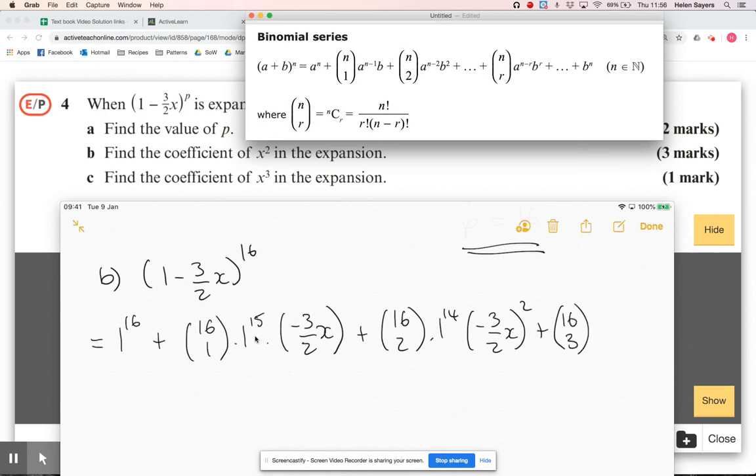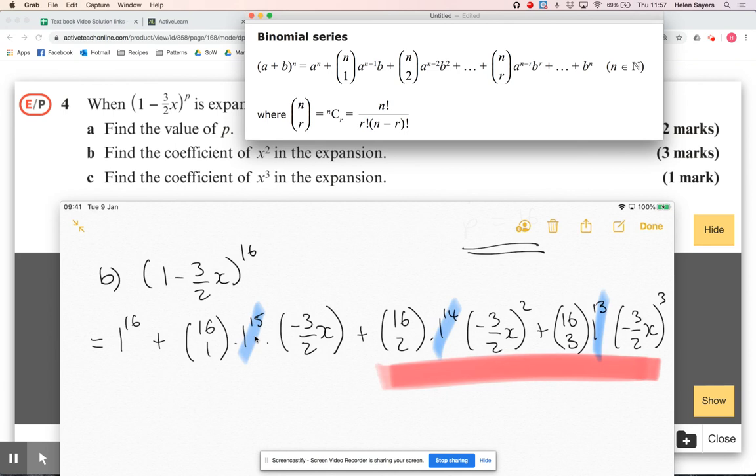So 16 choose 3. 1 will be to the power of 13. And the minus 3 over 2x will be cubed. So all of those powers of 1 are just going to equal 1. So if you just didn't write them, that's absolutely fine. And also, we're only really interested in those two terms. So you really didn't need to write those out if you didn't need to. Okay, so then we just got to be careful. So I think the only other thing now is just being really careful with those powers.